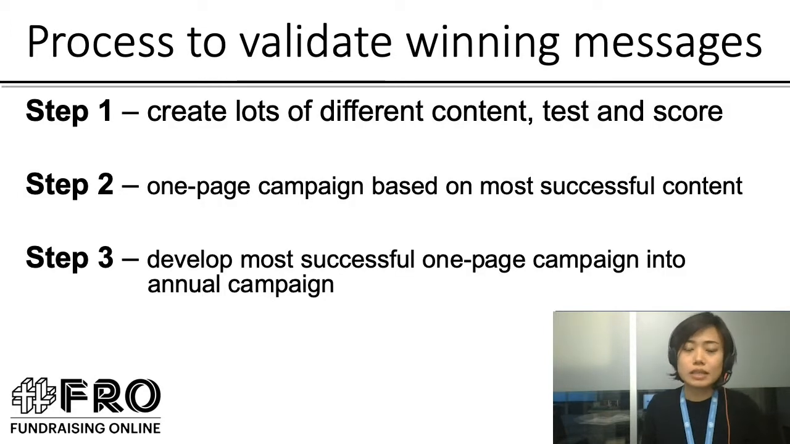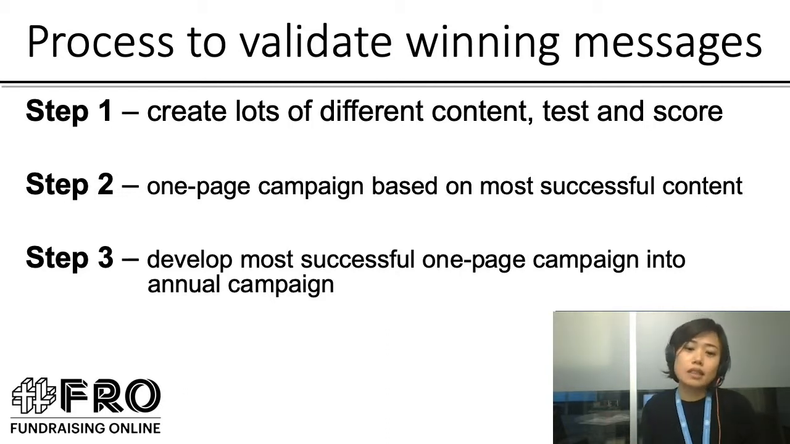Let's have a quick look at what the process looks like when they validate the winning messages. Step 1 is to create lots and lots of different types of content to test, and score the success of each piece of content on scoring matrices. We'll quickly review what scoring matrices look like. It's basically a piece of Excel sheet, but these scoring matrices give them engagement and click rates and tell them which contents are the winning contents. They also allow them to prioritize which hypotheses to test before they launch any kind of activities.